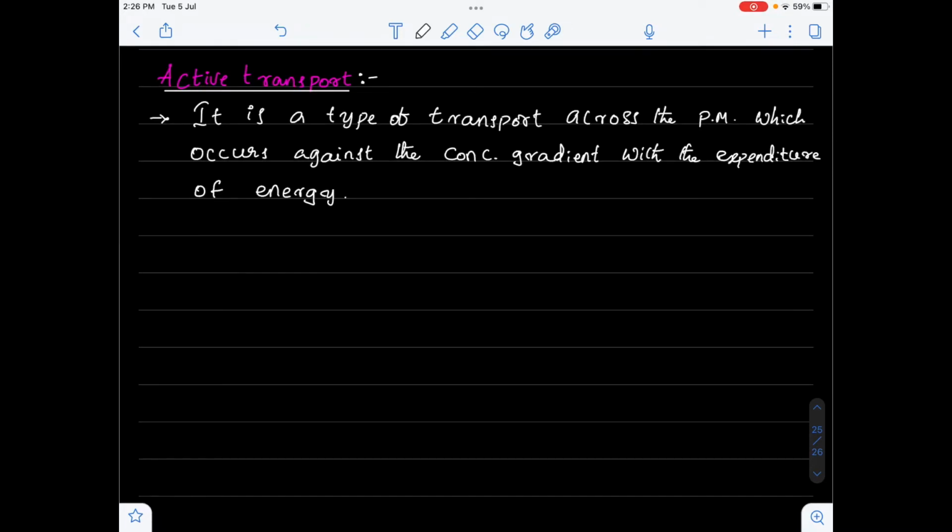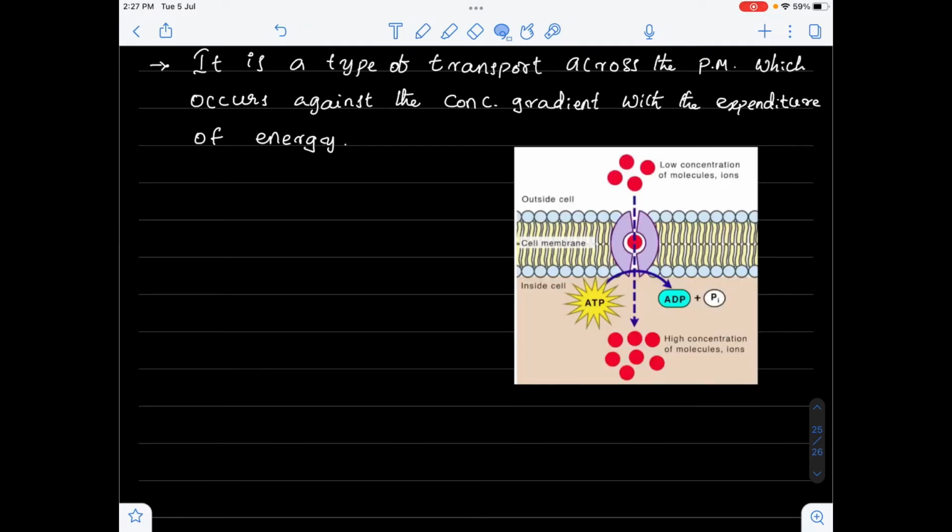Now let me show you a diagram which explains active transport. Look at here, this is the structure of the plasma membrane. This is outside the cell and this is inside the cell. Outside the cell there is a low concentration of molecules and ions present which are moving inside the cell against the concentration gradient.